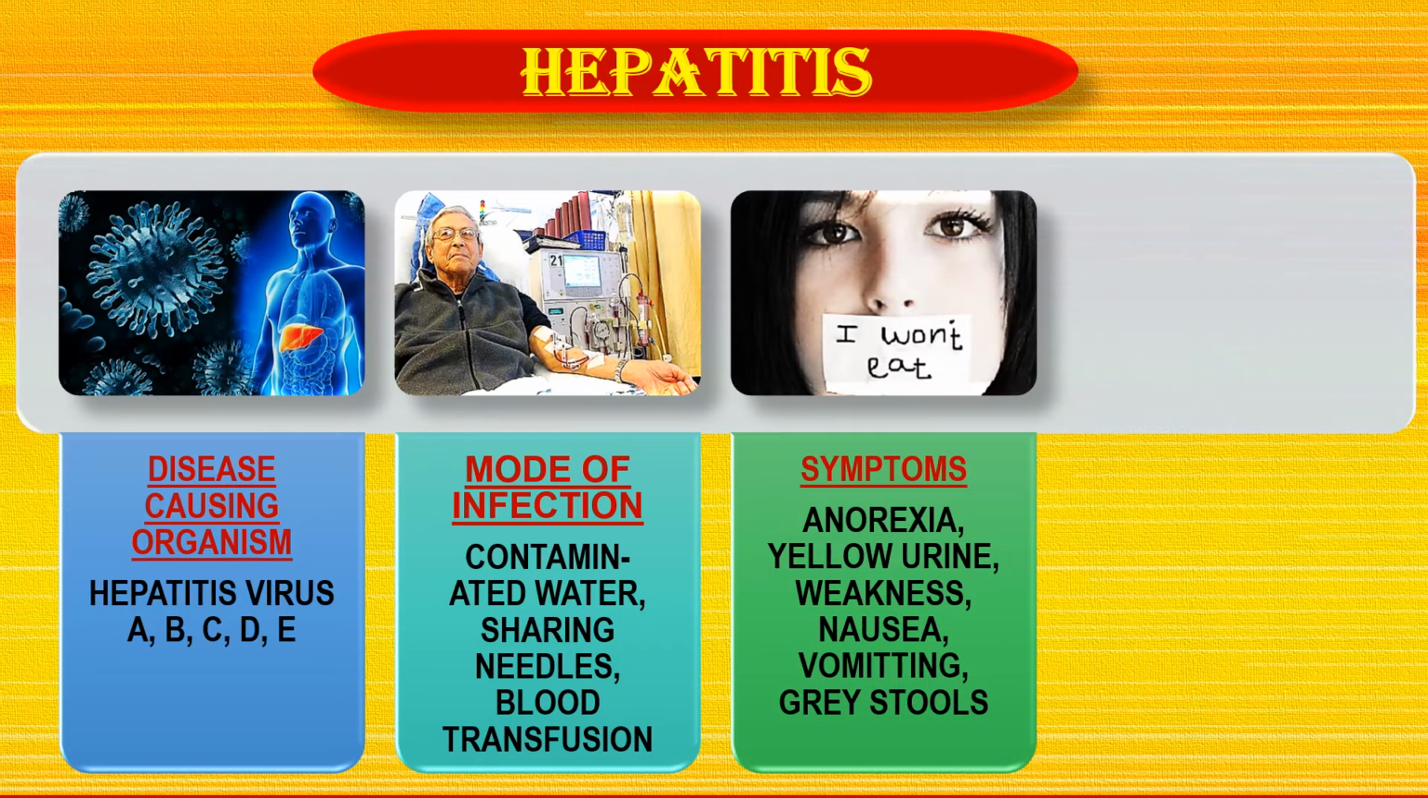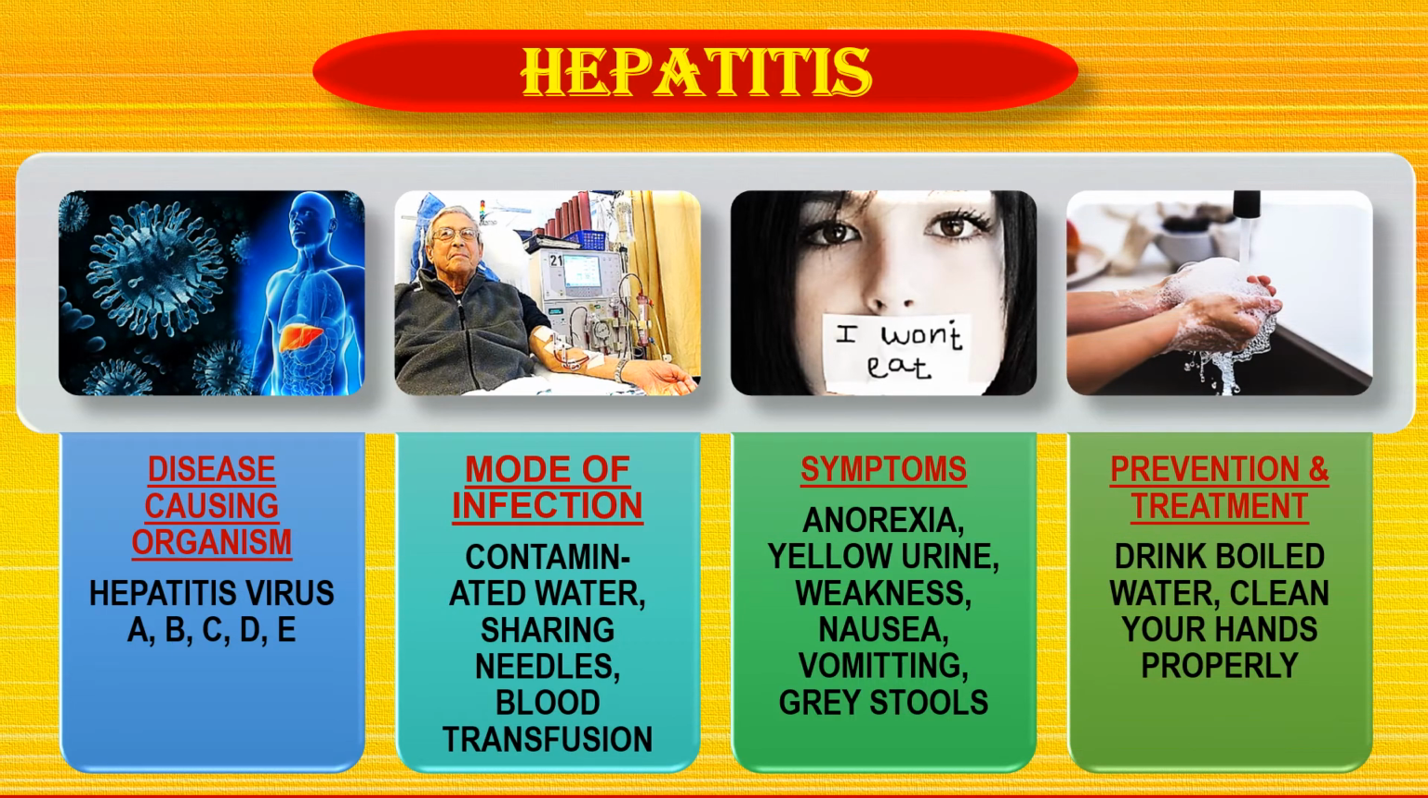The symptoms of hepatitis are anorexia, where a person won't eat, yellow urine, weakness, nausea, which is the feeling of giddiness, and vomiting, and grey stools or motions. How do you prevent this disease? By drinking boiled water and personal hygiene by cleaning your hands properly.